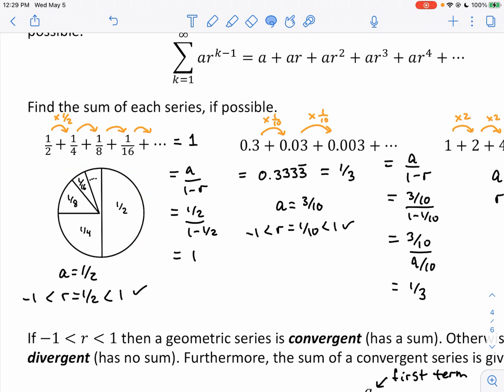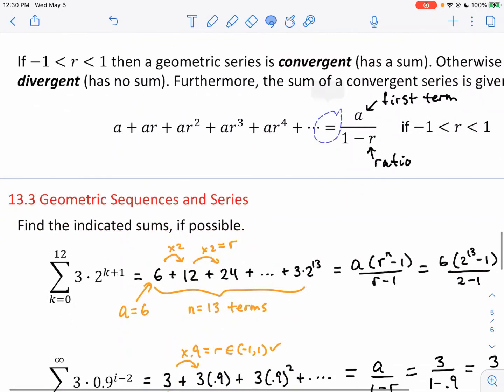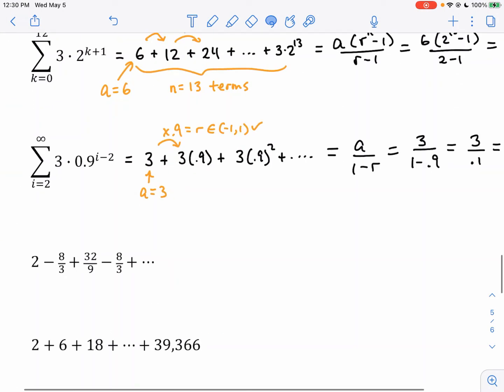But if you stop the process, leaving a tiny little sliver that's still empty, then you'll get close to 1. But if you don't stop the process and you add up all of them, all the pieces put back together give you exactly 1. So just be careful that when we use the formula for a series, this is an equal sign, not an approximate sign.